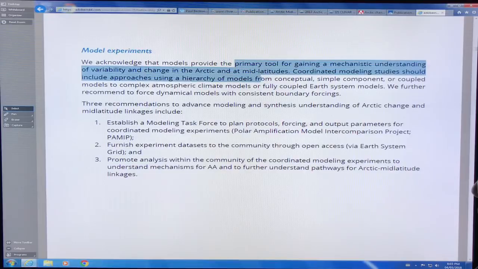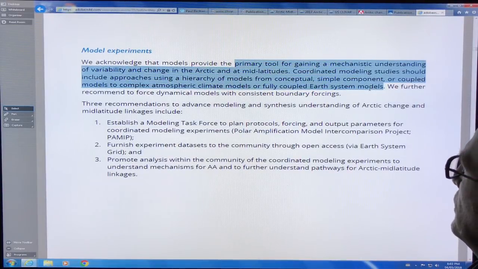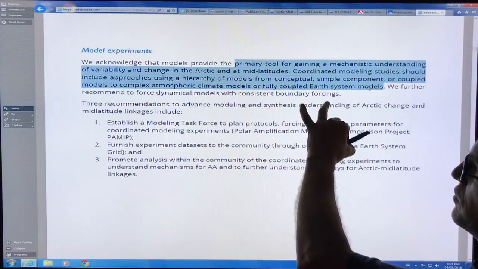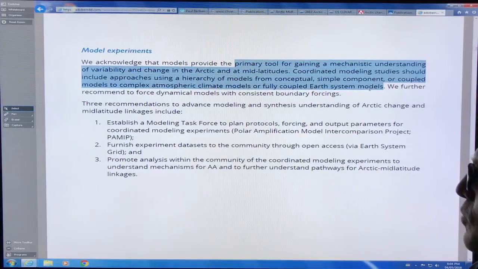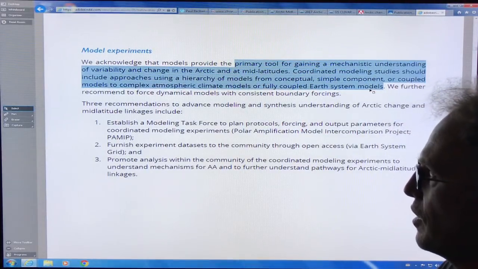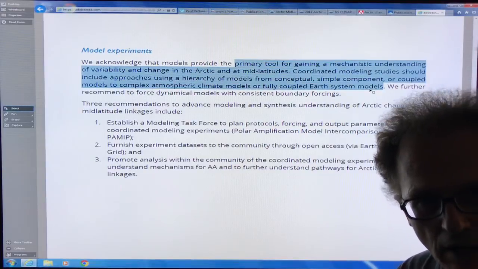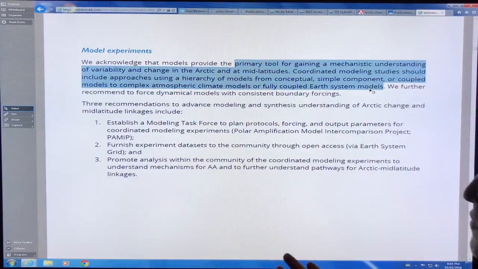Coordinating modeling studies should include a hierarchy of models from conceptual single component or coupled models to complex atmospheric global climate models, fully coupled or system models. So these would be the simplest models. We can have regional models that are very high resolution, but they won't cover the Earth, of course. It depends on the spatial grid size of the model, and also the temporal time step of the model. We need all different scales.